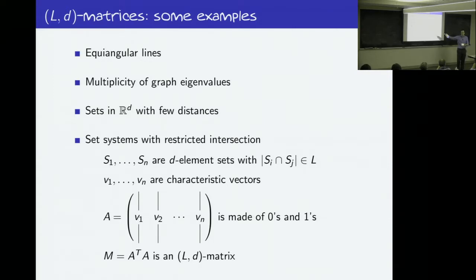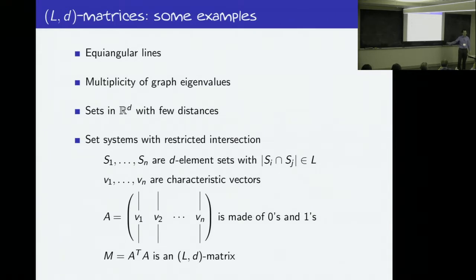So this matrix will have d's on the diagonal, because I just assume these are d-element sets, and the off-diagonal entries will be elements of my set L now. And again, the size of this matrix will be the number of sets in the family, and the rank will be bounded by the size of the ground set. So again, same problem we are facing.